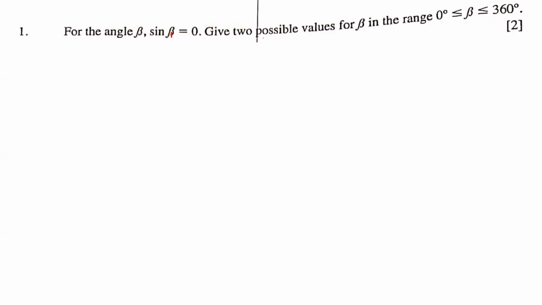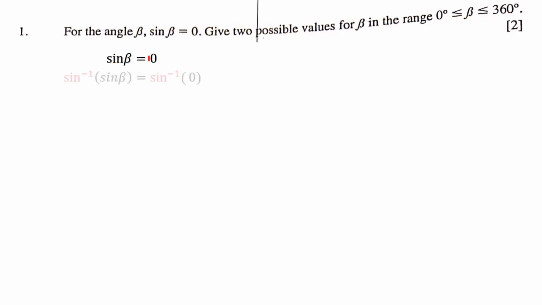And that beta value must be between 0 and 360 degrees. It could be equal to 0 and it could be equal to 360, and it can also be between them. So we have to find two possible values in which when we put that beta value into the sine function, the result is 0. And so for this trig equation, we have sine beta equals 0.